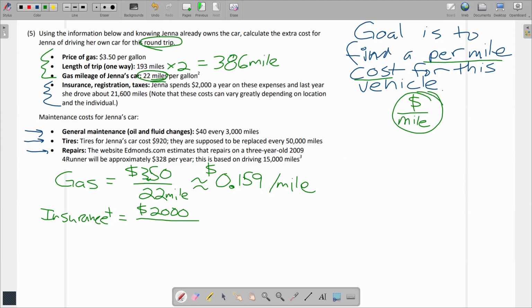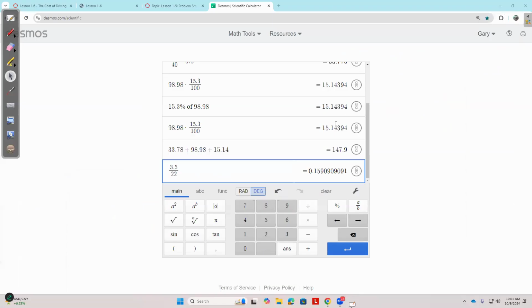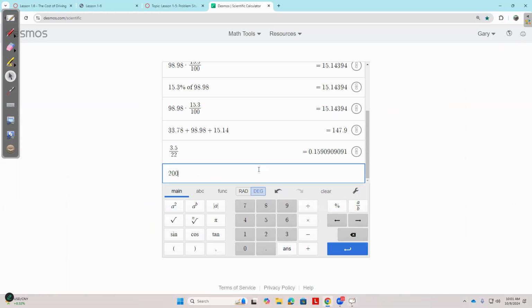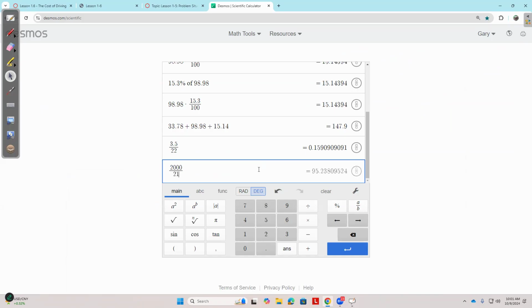So my goal is to find dollars per mile, and I was given dollars per year and miles per year. 21,600. So let's, yeah, I'll whip that out on your calculators. What happens if we do that? So let's do $2,000 divided by 21,600 miles.